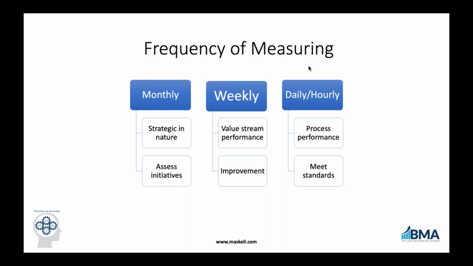On the monthly side, these are more strategic measures. These are strategic in nature, usually used by the leaders of the company, maybe the leaders of a site. And it's really about assessing the initiatives and looking at lean from a strategic standpoint. Again, the leaders are trying to determine, do we need to adjust? It's sort of like, do we need to turn the ship a little bit? We're not trying to make the ship go faster at this point. We're just trying to navigate a little bit.